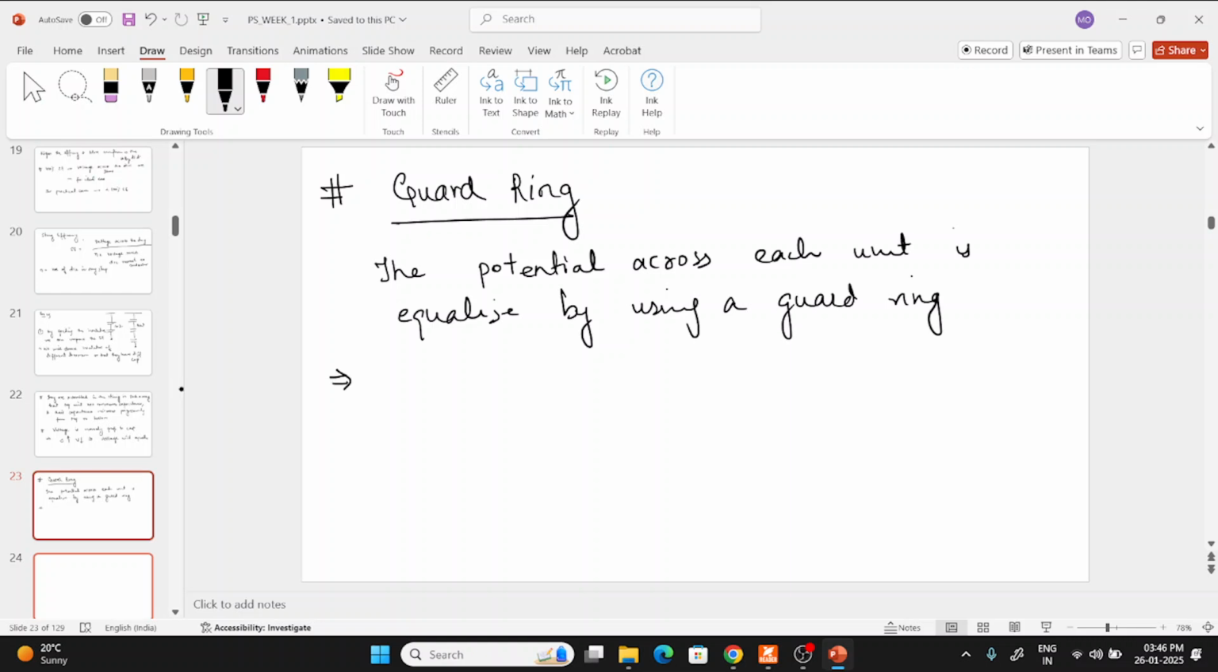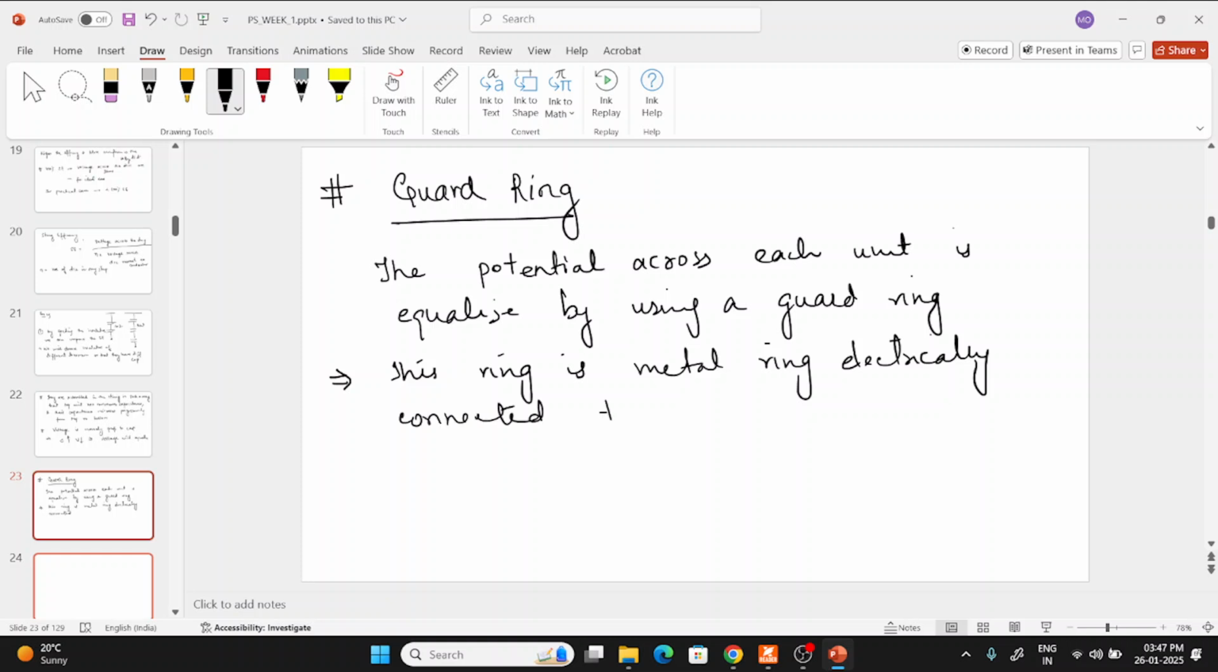And what is this guard ring? This ring is a metal ring, electrically connected to the conductor and the surrounding bottom insulator.